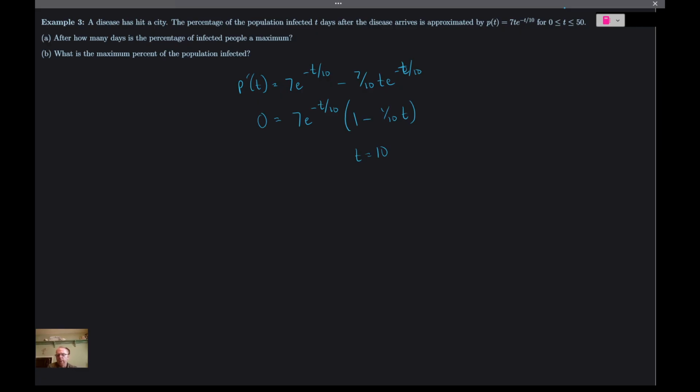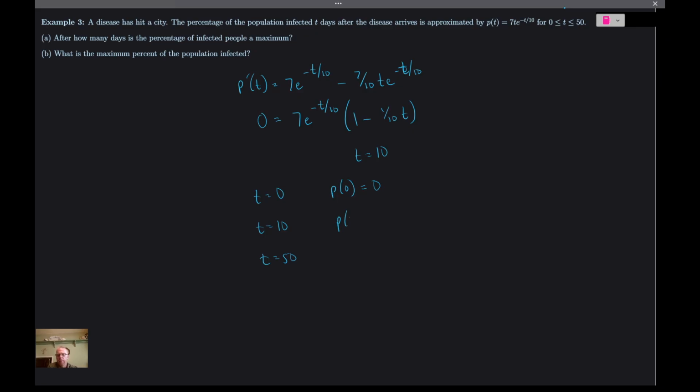So, considering the endpoints, and this time maybe you do, or you always, I guess, need to. Possibly it's relevant here. So t is between 0 and 50. t equals 10 is a critical point. So let's find P of 0, P of 10, and P of 50. So P of 0 is just going to be 0. Obviously, on day 0, nobody's infected.